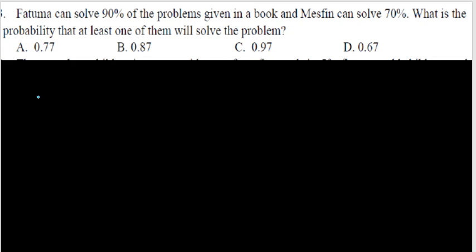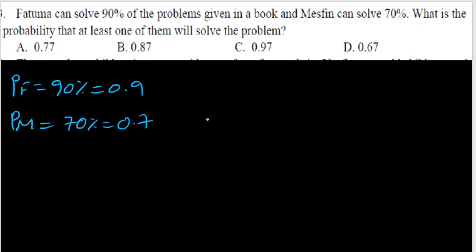The last one: Fatima can solve 90% of the problems given in a book. The probability of Fatima is 90%, or 0.9. And the probability of Mesvin is 70%, or 0.7. What is the probability that at least one of them will solve? That means the probability of Fatima union Mesvin. This is the same as probability of Fatima plus probability of Mesvin minus probability of Fatima intersection Mesvin.